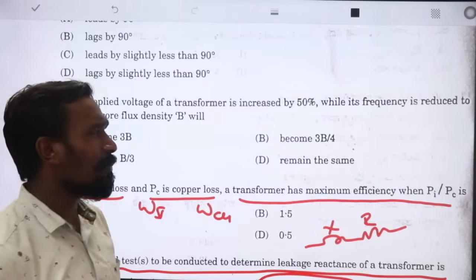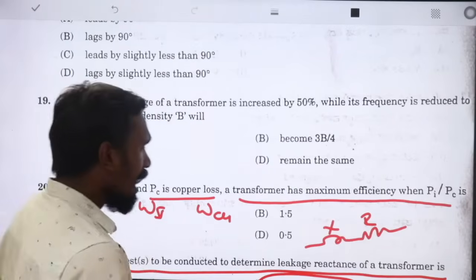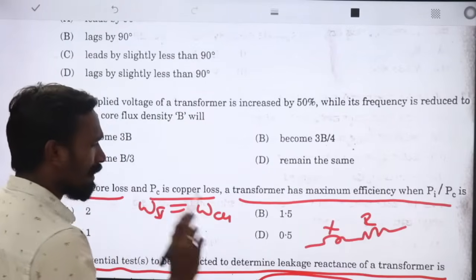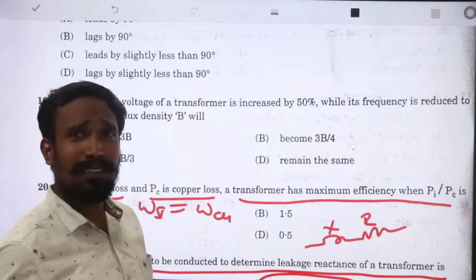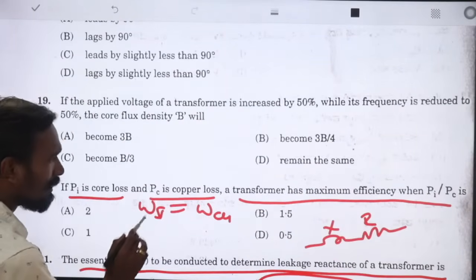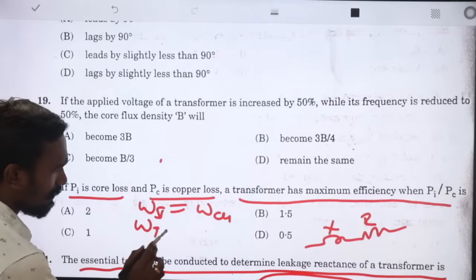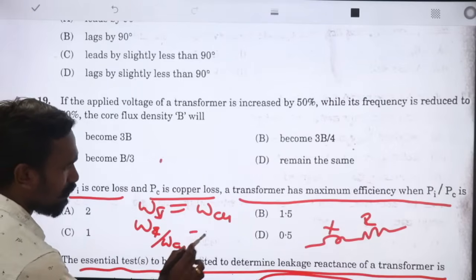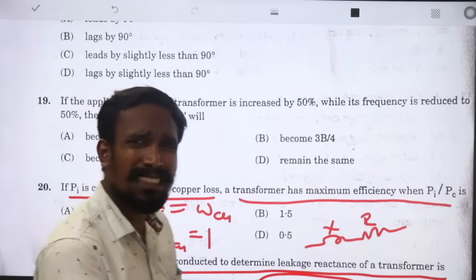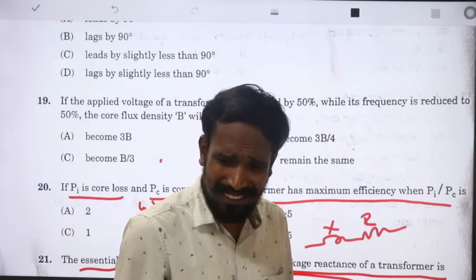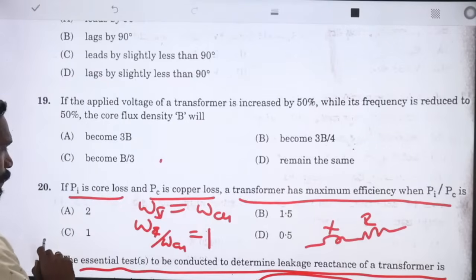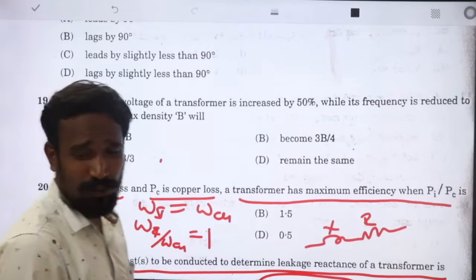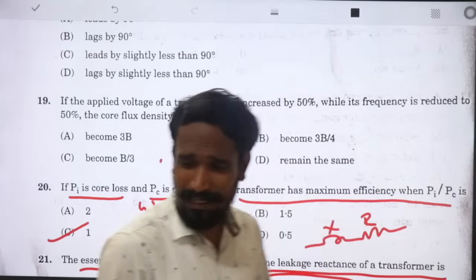In order to get the maximum efficiency, the iron losses should be equal to copper losses. But they asked iron losses upon the copper losses. So iron losses upon the copper losses must be equal to 1. That's a very easy question, right, guys? So which is the correct answer? 1 is the correct answer, option C.